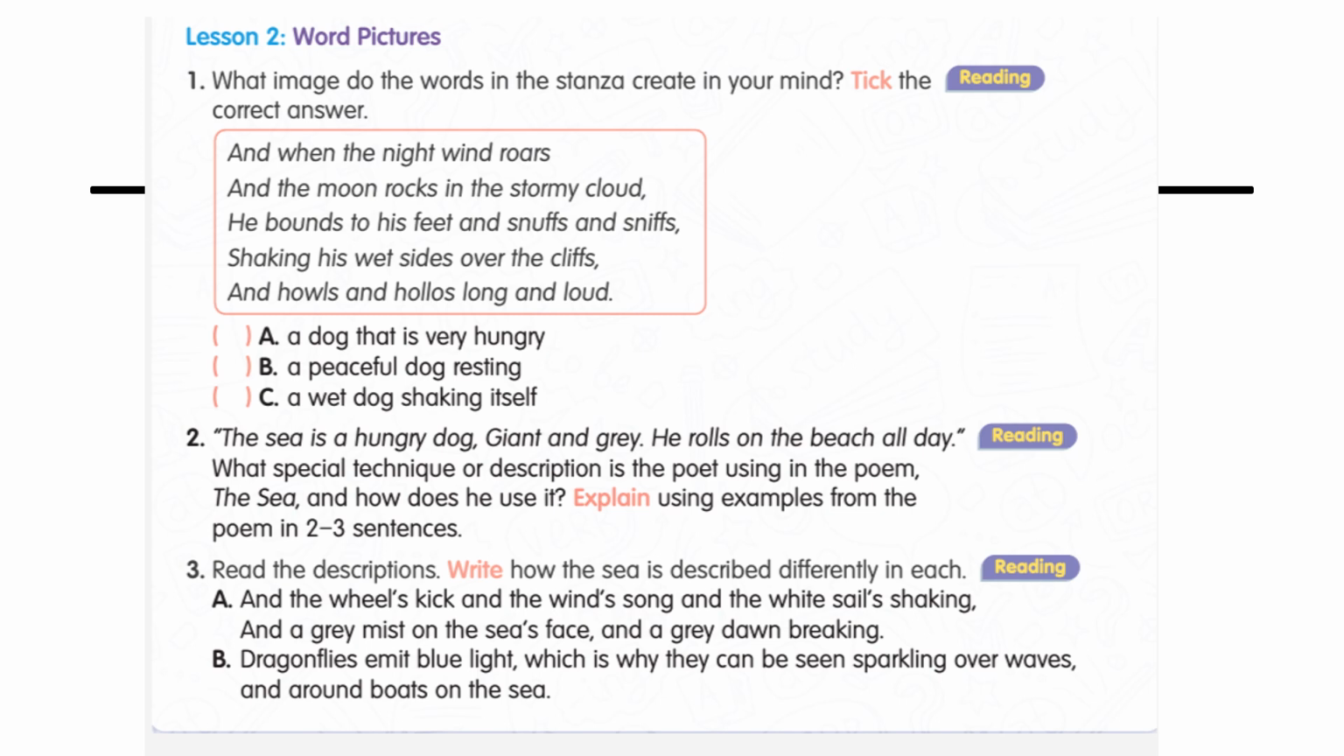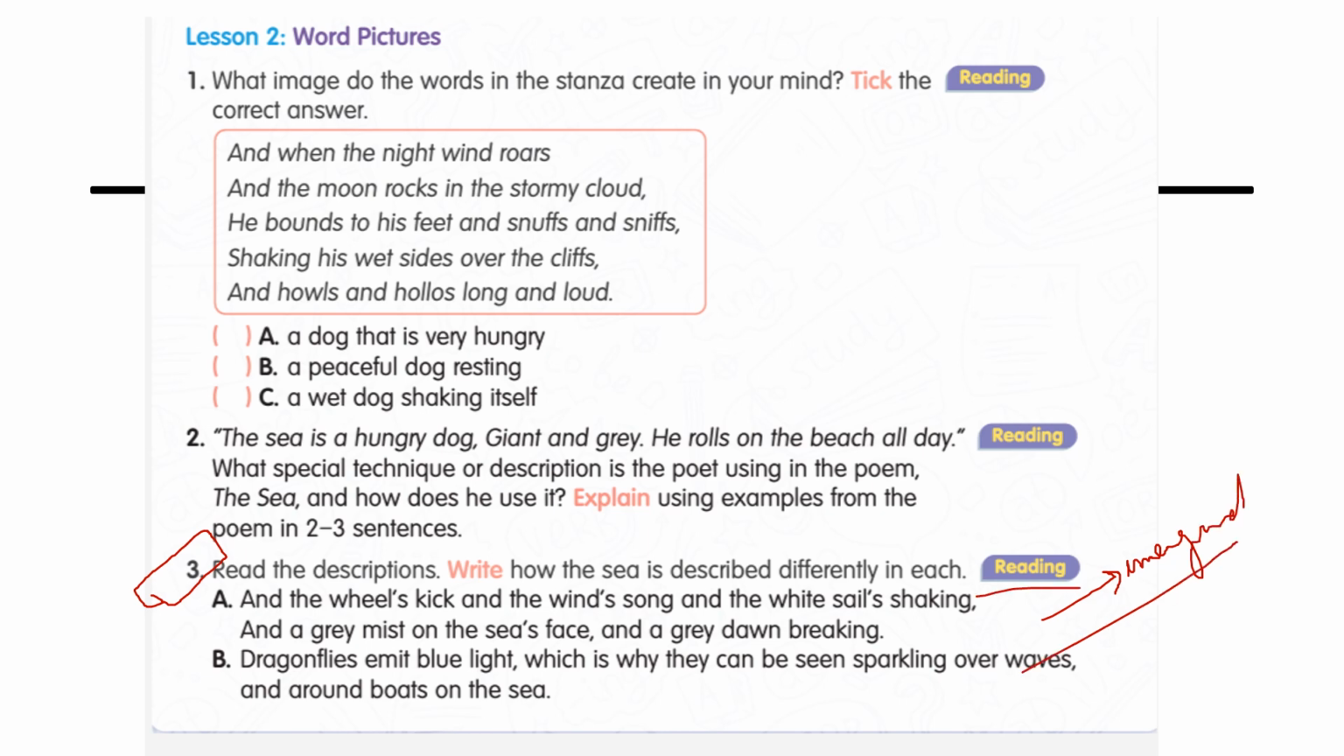And the wheels kick, and the wind song, and the white sails shaking, and a grey mist on the sea's face, and a great dawn breaking. The sea is described to a, you have to figure it out yourself. This is not that important. I would say not to concentrate on this kind of a question for exam purpose, but this is for your own imagination. Okay.